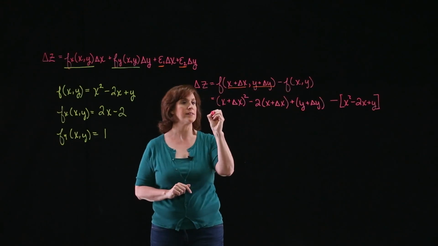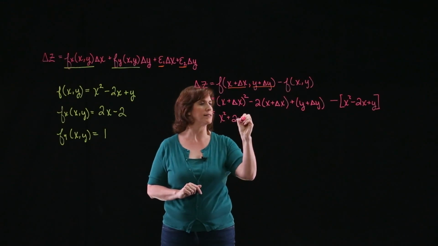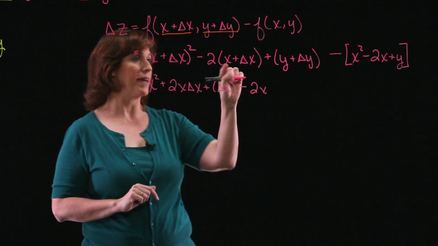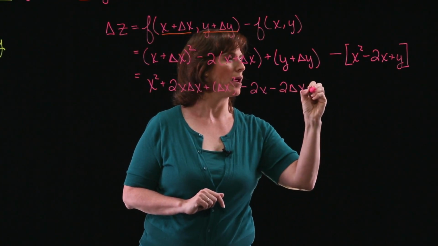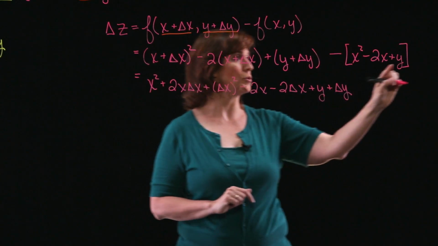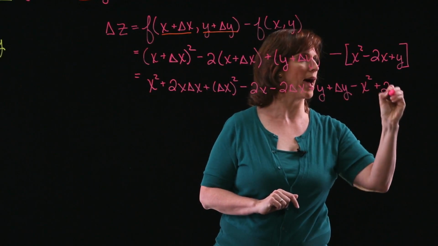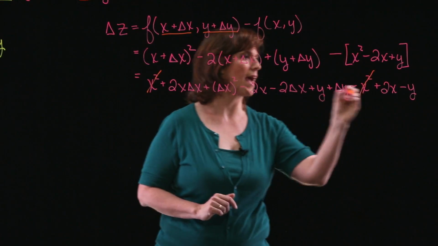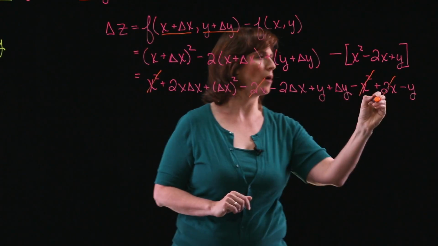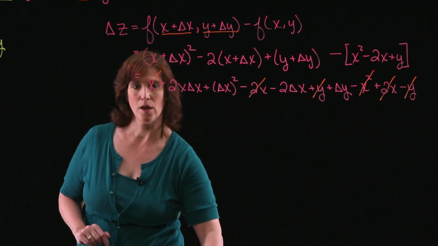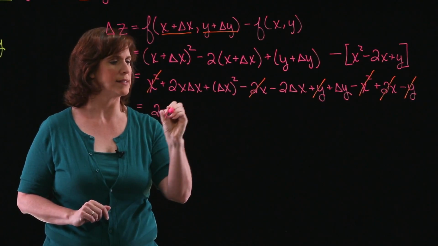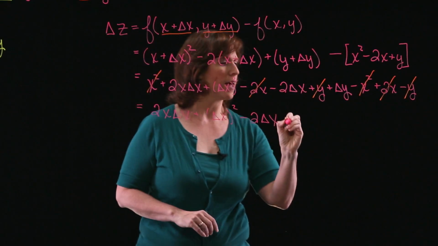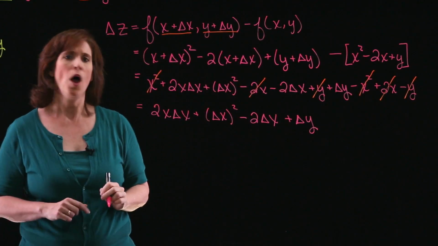Okay, so I'm just going to do some algebra on this, and I've got x squared plus 2x delta x plus delta x squared. Distributing the 2, I'm going to have a minus 2x and a minus 2 delta x plus y plus delta y, and I'll distribute the minus across, so I have a minus x squared plus 2x minus y. Now let's see if I can cancel some things. I have a positive x squared and a negative x squared. I have a negative 2x and a positive 2x and a y and a minus y. So I can rewrite this as 2x delta x plus delta x squared minus 2 delta x plus delta y.